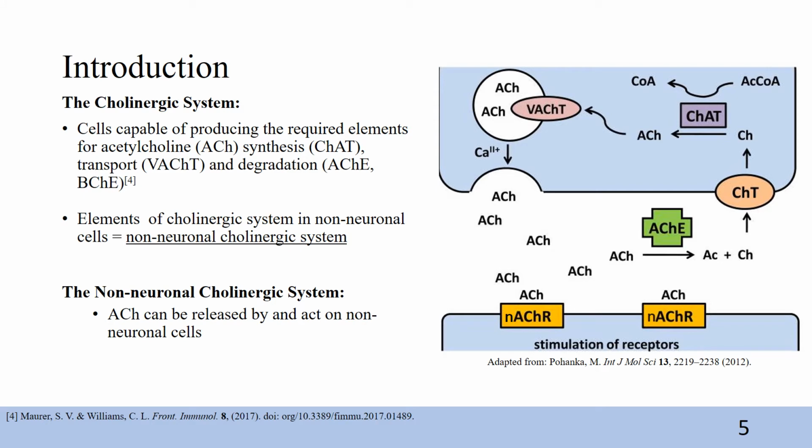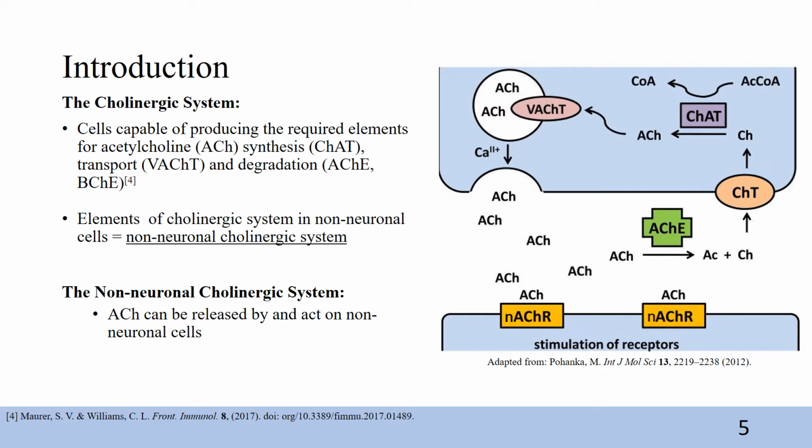The cholinergic system plays important roles in immune regulation. The cholinergic system refers to cells capable of producing the required elements for acetylcholine synthesis, storage, transport, and degradation. These elements include choline acetyltransferase, also known as ChAT, acetylcholinesterase and butyrylcholinesterase, also known as AChE and BChE respectively, and vesicular acetylcholine transporter, also known as VAChT.